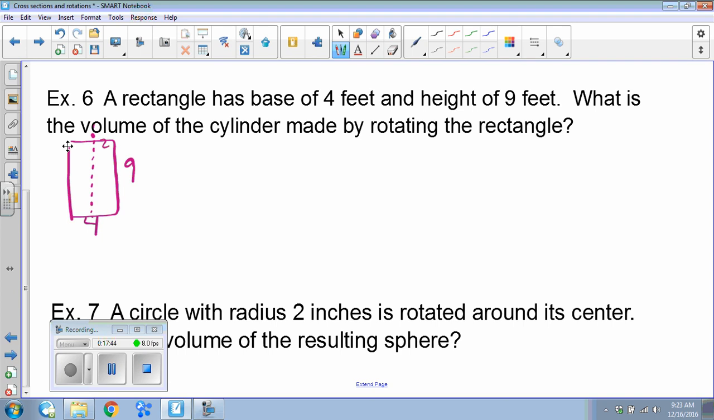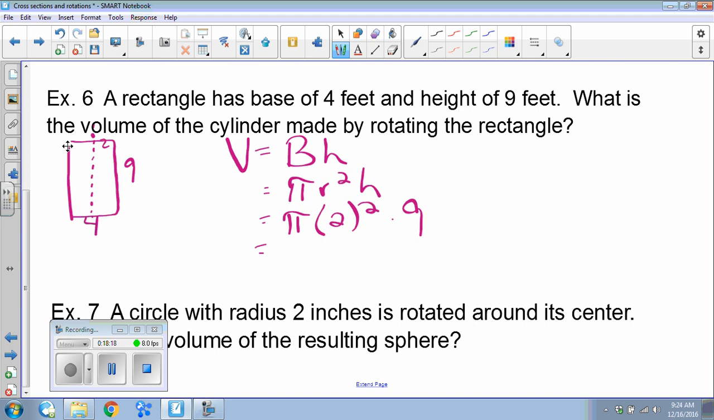Alright, so it's going to form a cylinder with a radius of 2. It didn't say where to rotate it, so you're to assume that you rotate it around the center. And so if you spin that rectangle around, it's going to make a cylinder with a radius of 2. So the volume of a cylinder is area of the base times the height. Well, the base for a cylinder is a circle. So it's pi r squared times the height. So it's pi times 2 squared times 9, and that gives you 113.10 cubic feet.